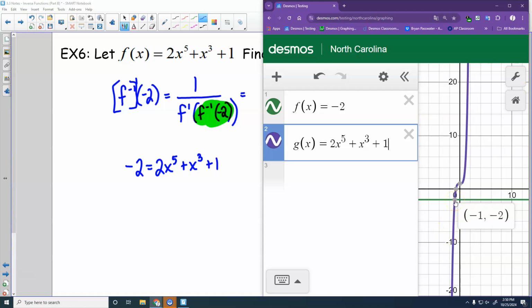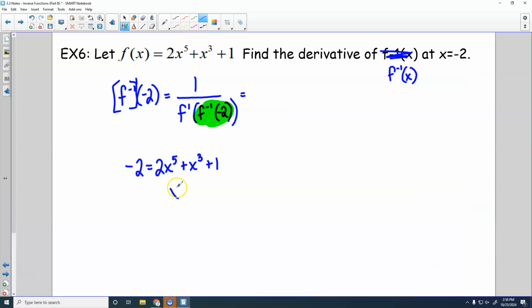And what are we getting for our x? We are getting negative 1. So x would equal negative 1. So now we've got 1 over F prime of negative 1. So we must find F prime, which is not that bad to do for this problem, right? So, Xander, what do I get for my derivative of F?